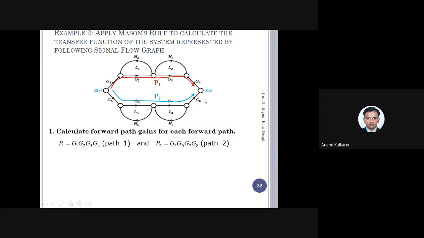Just observe here. Path number one is this one, in red color. The second is in blue color, that is path number two. This is the first forward path, and this is the second forward path.